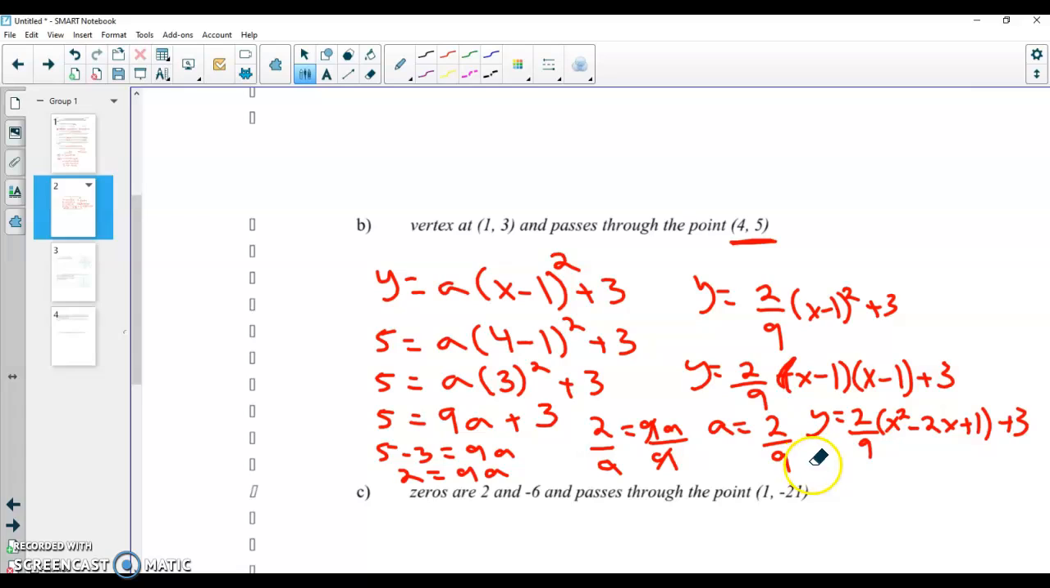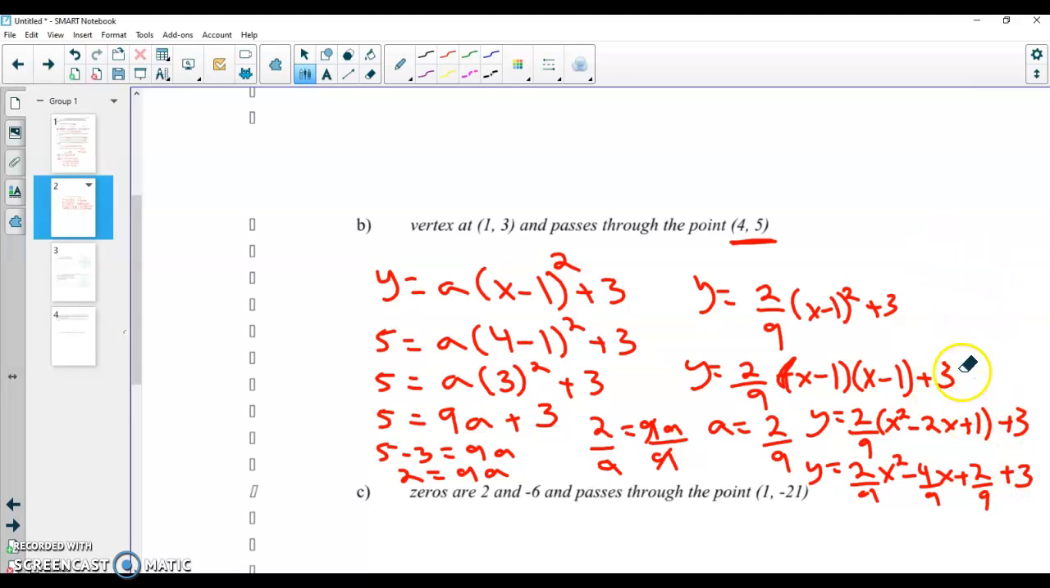And then you can distribute everything within the brackets, so you would get y is equal to 2 over 9 x squared minus 4 over 9 x plus 2 over 9 plus 3.